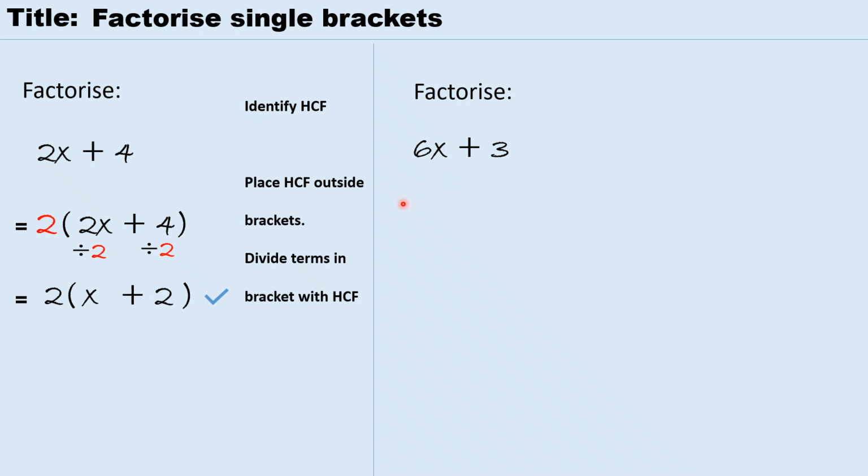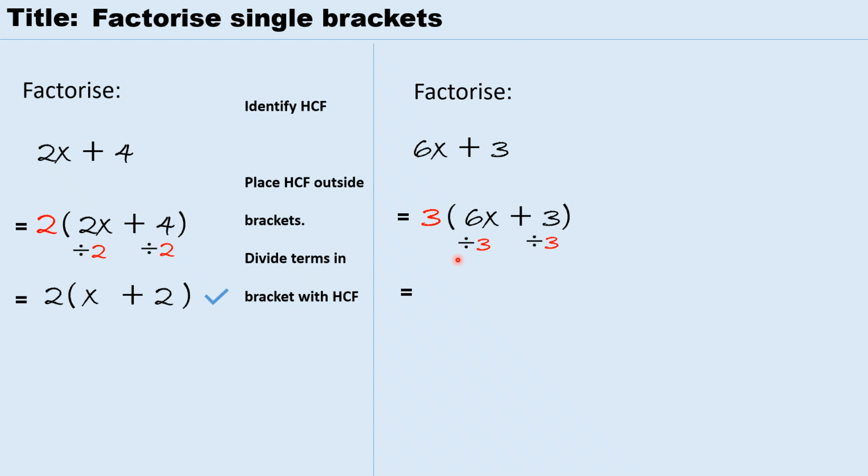Place the highest common factor outside of the bracket and then put your initial expression inside of the brackets. Then finally, we divide the expressions in the bracket with our highest common factor. So therefore, we'll have 6x divided by 3 and 3 divided by 3 as well.